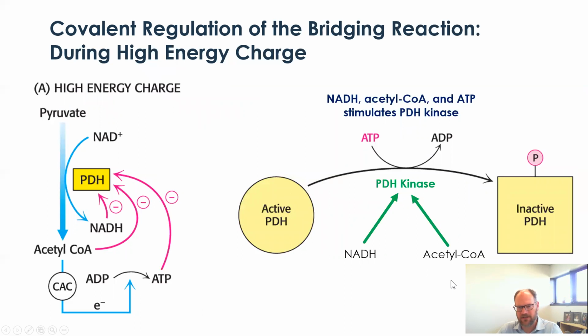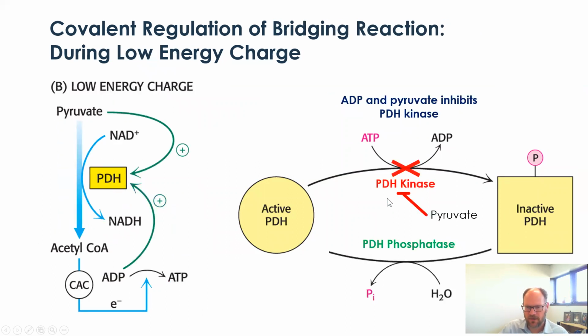Now, the activity of pyruvate dehydrogenase kinase, this regulatory enzyme, is altered by the presence of NADH and acetyl-CoA, where NADH stimulates pyruvate dehydrogenase kinase, and acetyl-CoA stimulates it as well. And in both cases, this makes sense. This is a product of the TCA cycle, and this is a product of the bridge reaction. So the net effect is that NADH and acetyl-CoA each act as a sort of feedback inhibition mechanism that's regulated through this independent kinase.